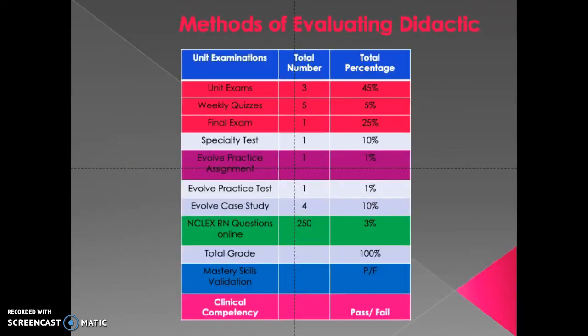So, methods of evaluating the didactic. Throughout the semester, which runs for 15 weeks, we will have unit exams. We'll have 3 unit exams, and each one of the unit exams is worth 15%, which is equal to 45% of your total grade for the 3 exams.